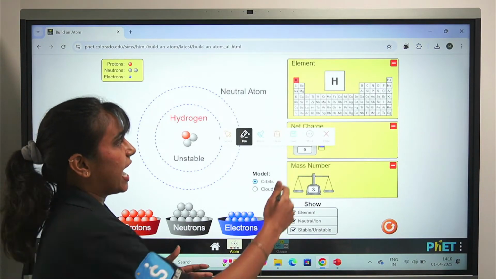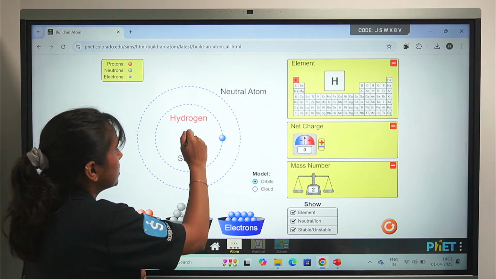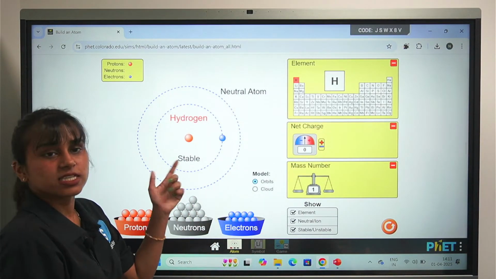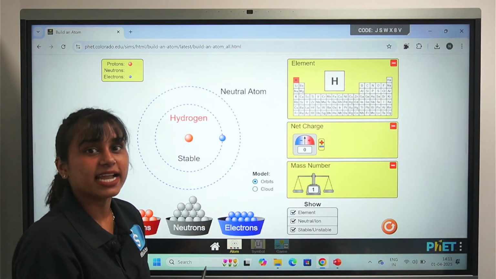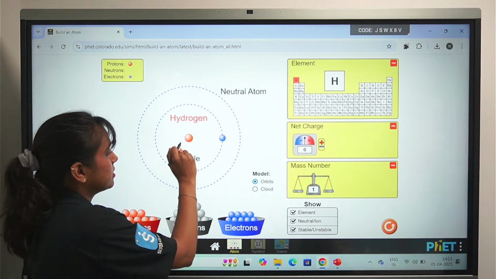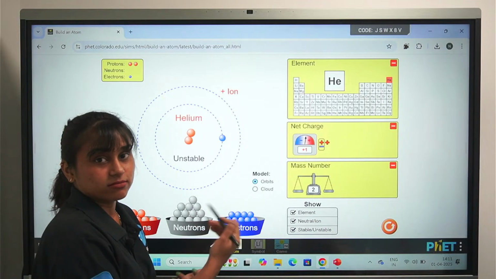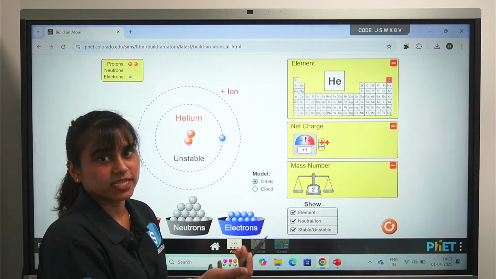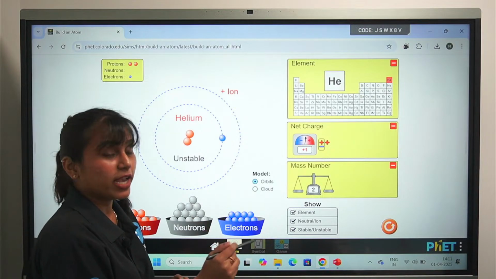So let's try making another atom. I'll remove these neutrons for you. This is hydrogen. Let's make the second element, that is helium. So helium has 2 protons, because that is the number of protons needed in a helium atom, and 2 protons means 2 electrons.